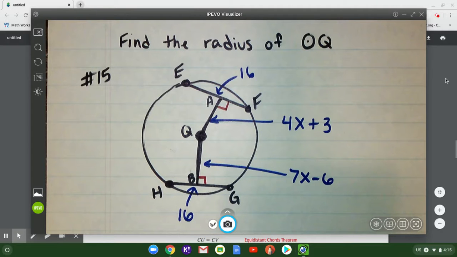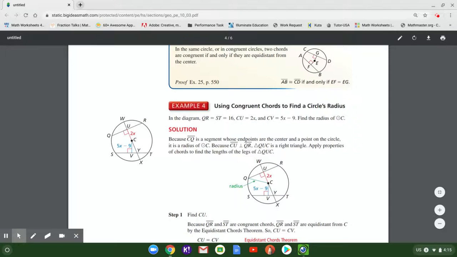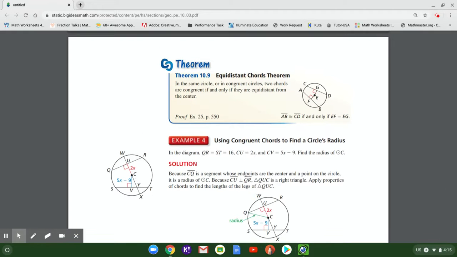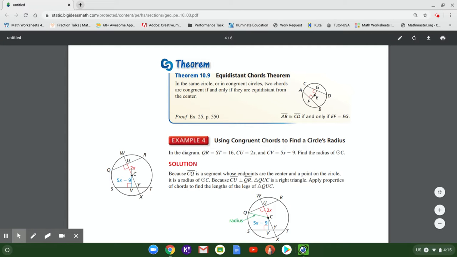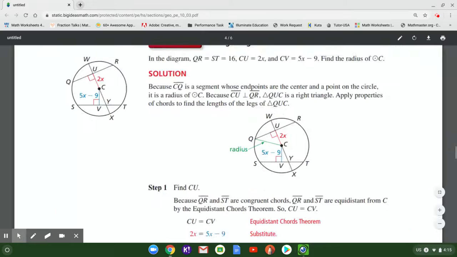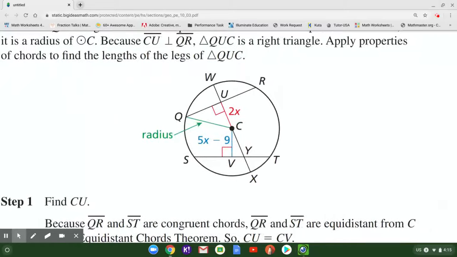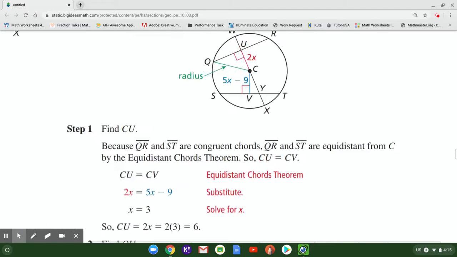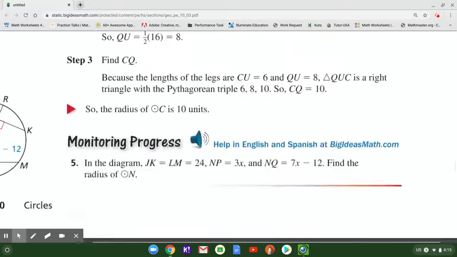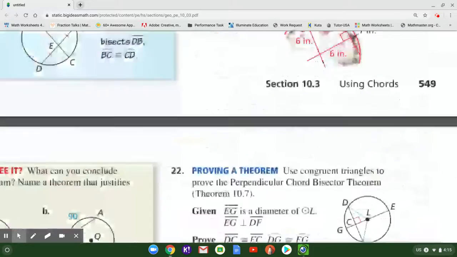Hi, so I wanted to go over how to do number 15 from 10.3. Really, where it's going to come down to is you're going to be using this theorem right here, the equidistant chords theorem, where you're going to figure out that these are equal, and you're eventually going to have to draw in the radius to solve for what the radius is. So this example right here is really useful for that. But I'm going to go ahead and just do it anyways on paper.